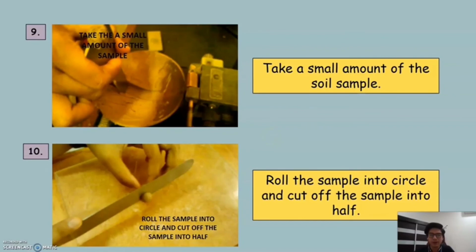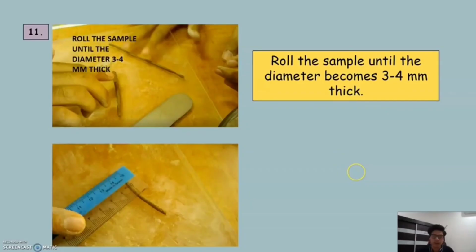For step number 9, we have to take a small amount of the soil sample. As you can see right here, based on this picture, you can use any tools as long as you can get that small amount of soil sample from the bowl of the Casagrande apparatus. And for step number 10, we have to roll the sample into a circle and cut the sample into half. Okay, now we are at step number 11.